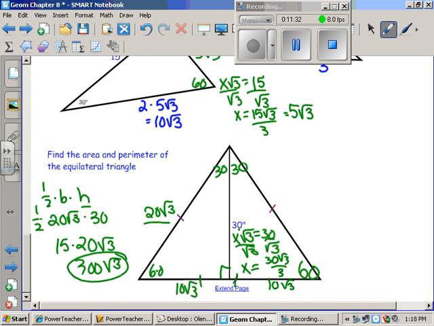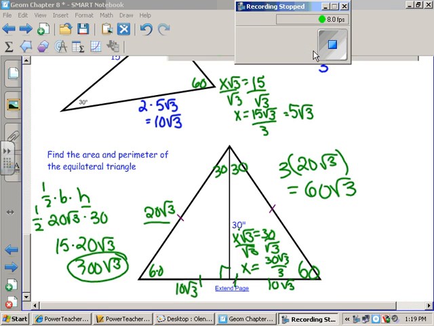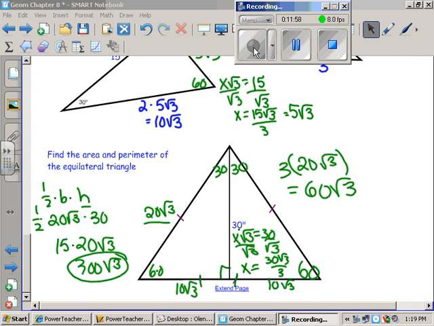Okay, and the perimeter, which is kind of what I was doing in my head there, is 20 square root of 3 plus 20 square root of 3 plus 20 square root of 3, which is 60 square root of 3. All right, and that is 30, 60, 90 triangles. And 45, 45, 90 triangles.